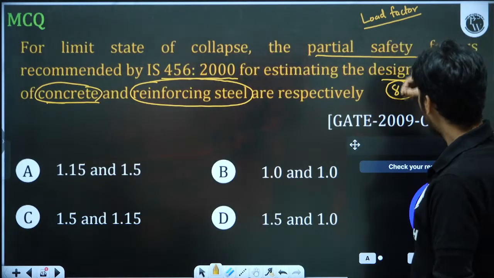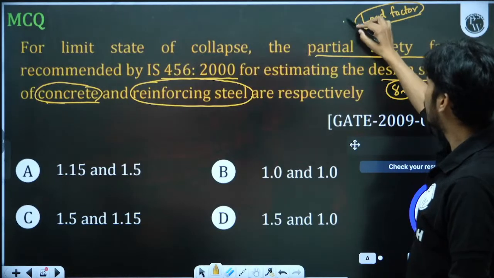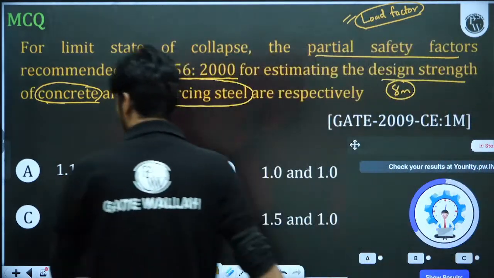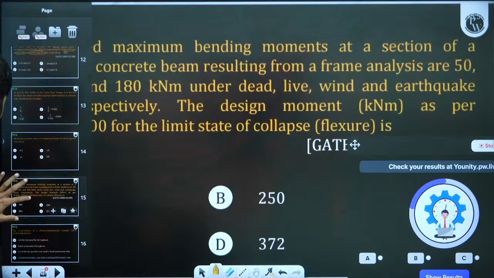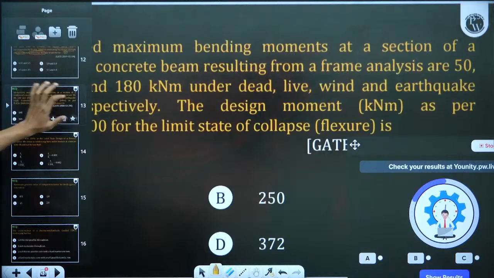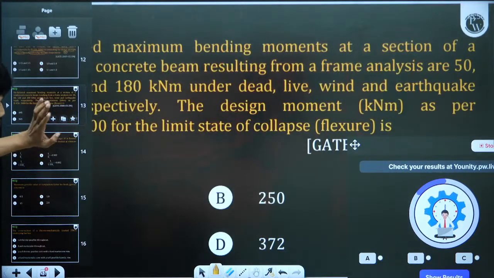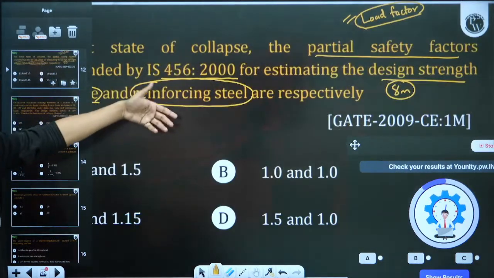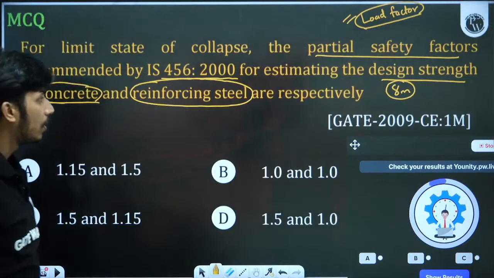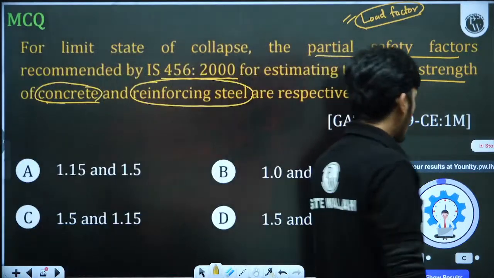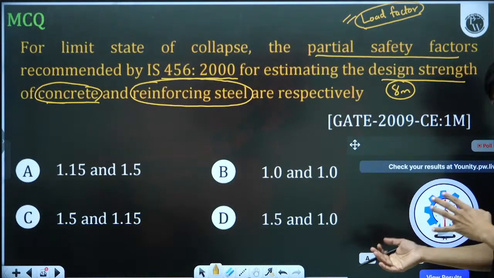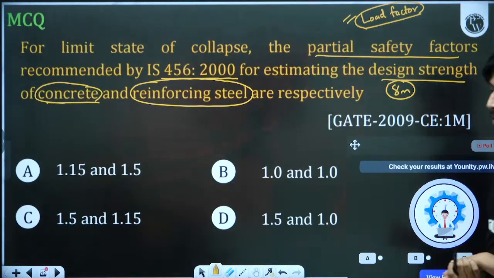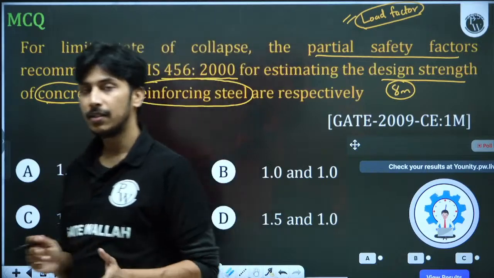This is of 2009. Just before this, in 2008, they asked the question for the load factor, and that question was of 2 marks. I will show you. In 2009 they have asked for the material factor, and in 2008 they asked for the load factor. So continuously they are asking with the related thing. They're not asking the exact things, they are asking the related thing.